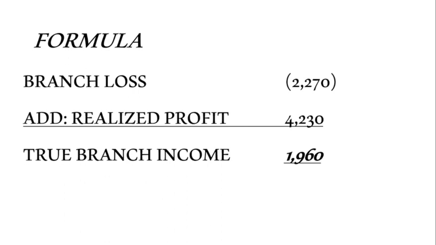Now going back to the formula, branch loss negative 2,270, then we add the realized profit 4,230, we came up with a true branch income of 1,960, both for the T account technique and the income statement format technique. So whatever technique that you use, we will have the same answer. It will not depend on your convenience.